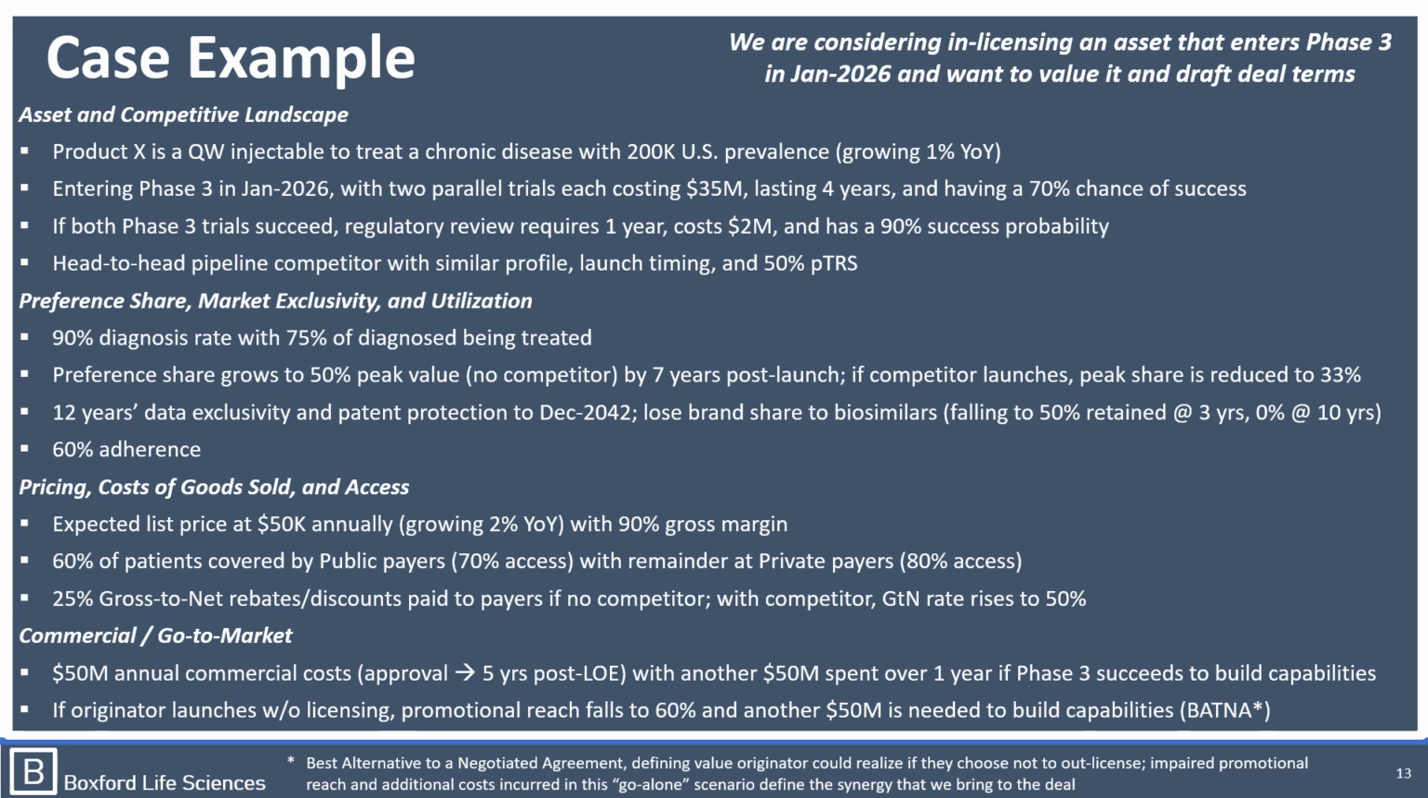For the commercial expenses, we assume that we're going to incur $50 million annually in incremental commercial costs to support this product, running from approval through 5 years after LOE, and we're going to have to spend another $50 million over the year after phase 3 success in order to build up capabilities. If the originator launches without licensing, we're going to model an alternative go-to-market scenario where we have the promotional reach falling to 60% and adding another $50 million to that upfront build of capabilities. And we do that so that we can get an idea for the other party in the deal what the best alternative to negotiated agreement is.